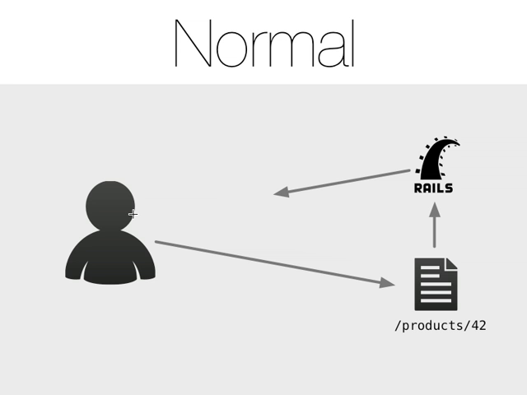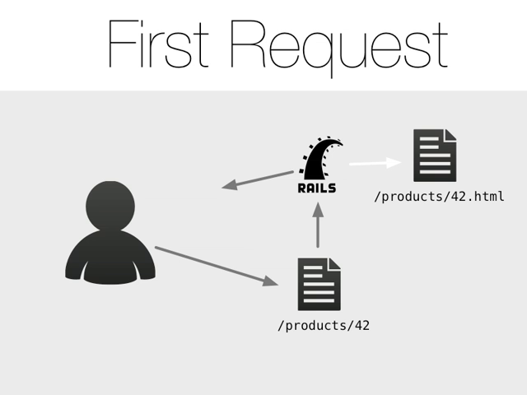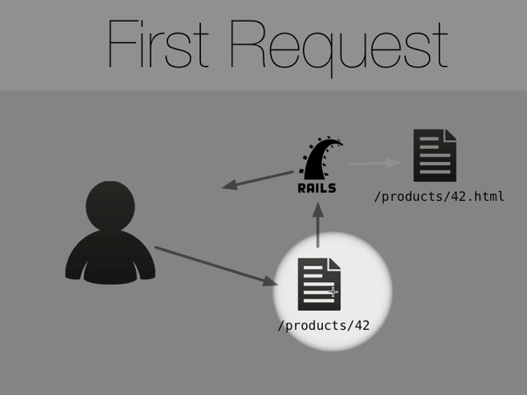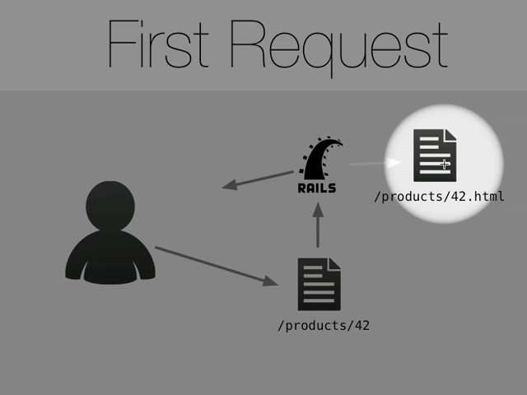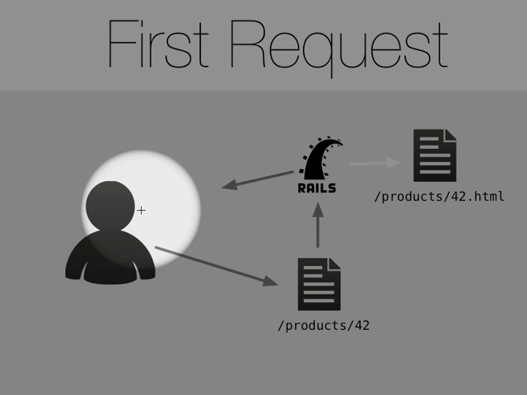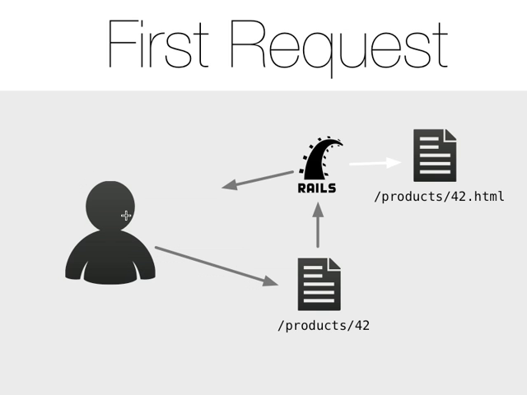Now, the first step of a page cache request is going to be mostly the same. The web browser sends a request to the web server, which sends that request on to Rails, but the difference here is that Rails writes an HTML file to the public directory of the web server. It gives it an HTML extension, or whatever corresponds to the kind of file that was requested. Normal content is then sent back to the web browser.